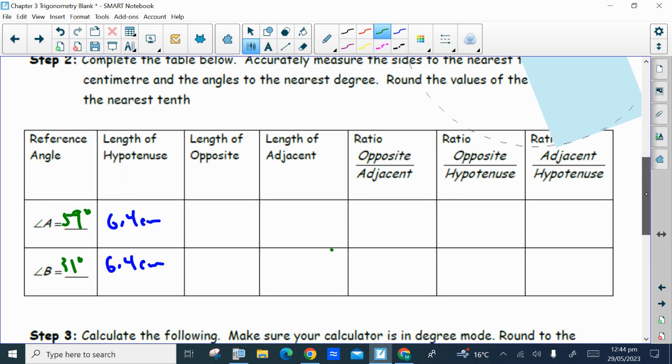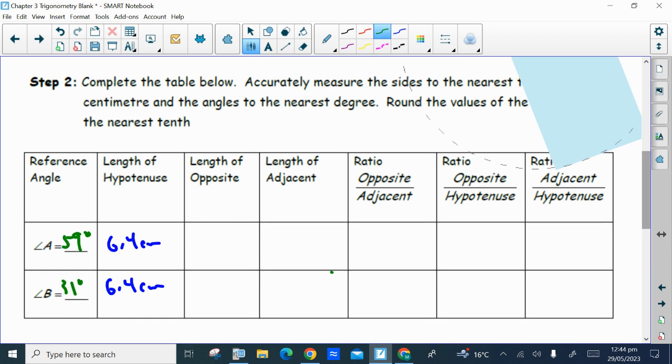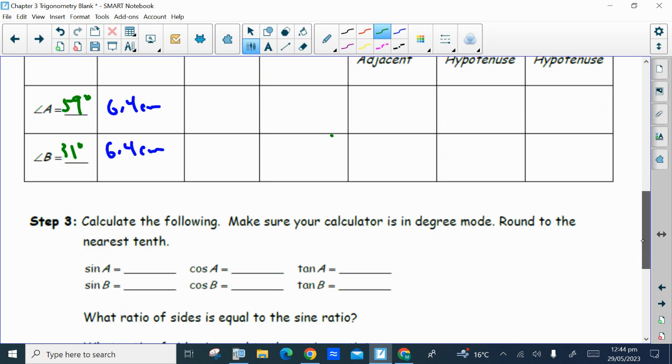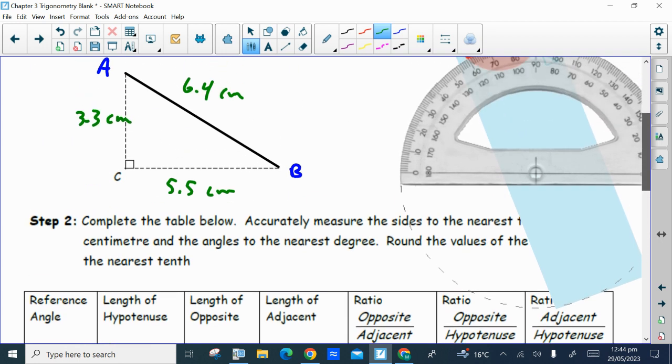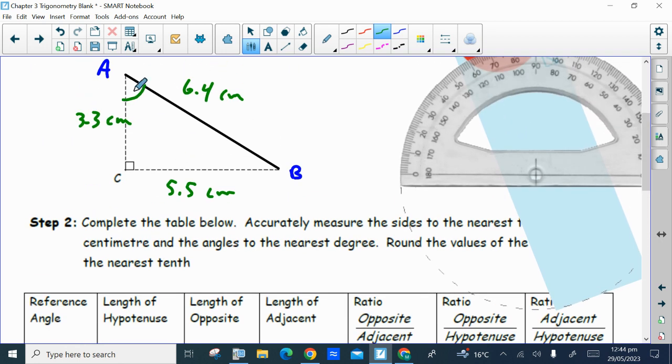So let's work on the angle A line. We're going to work our way across the angle A line. We have the length of the hypotenuse. The next column asks for the length of the opposite. If you're going to use angle A to solve a problem, we can label the three sides of the triangle. The side across from the right angle never changes. The hypotenuse will always be 6.4.